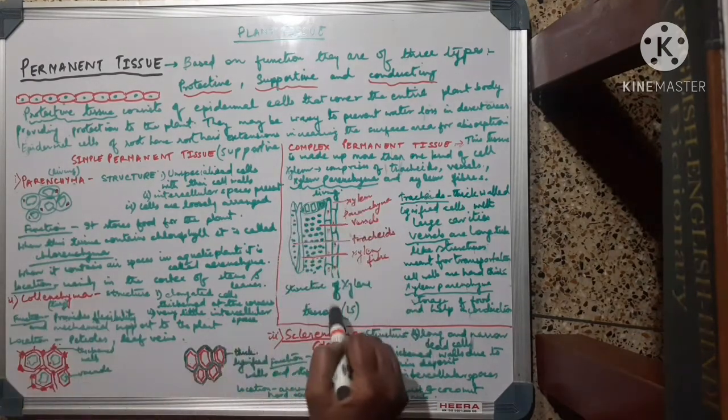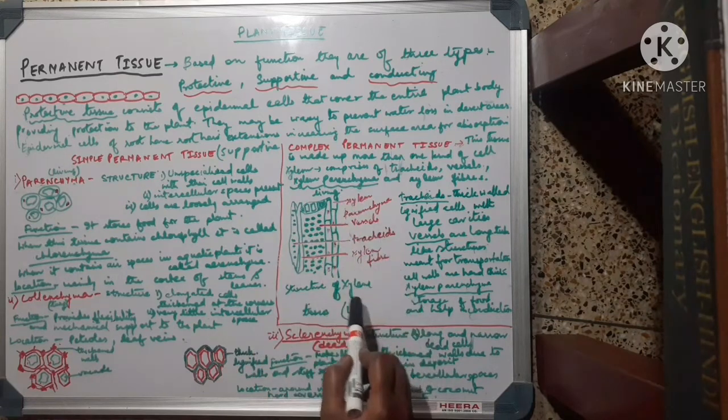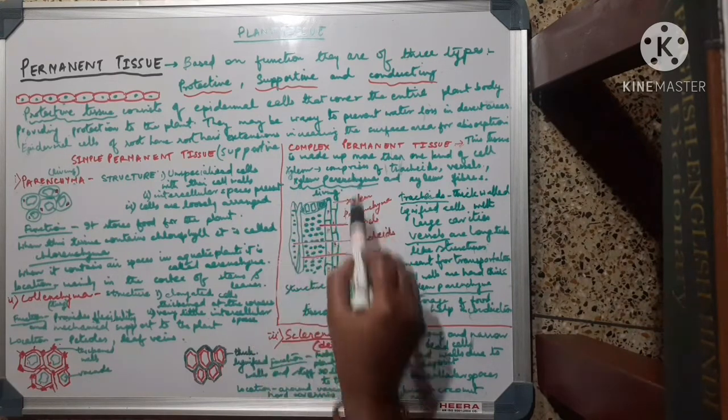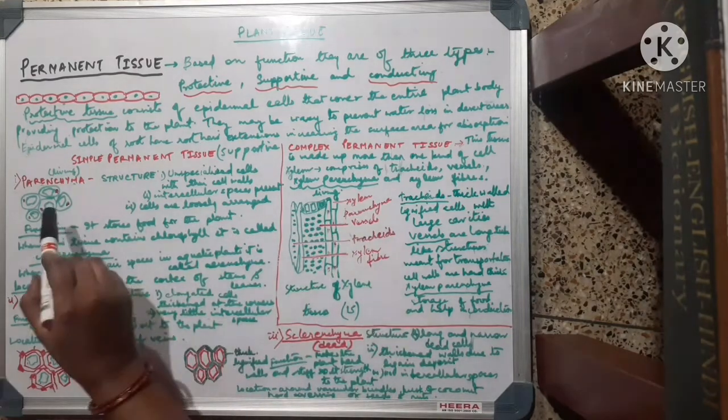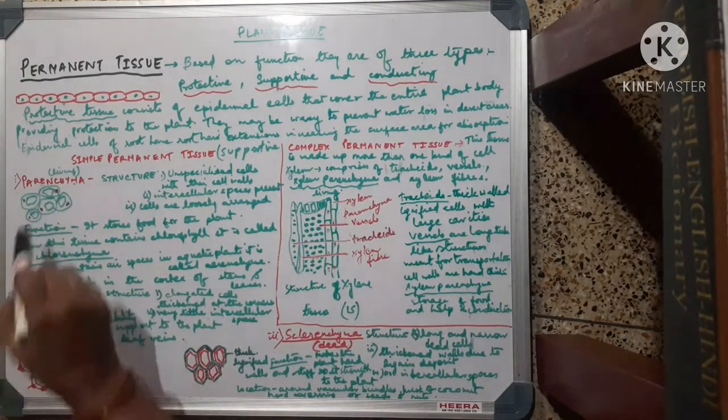Okay, but for the xylem, I have drawn the longitudinal section because it is easy to understand all the location of the cells in a longitudinal section of xylem tissue. So for these three simple permanent tissues, I have drawn the transverse section.